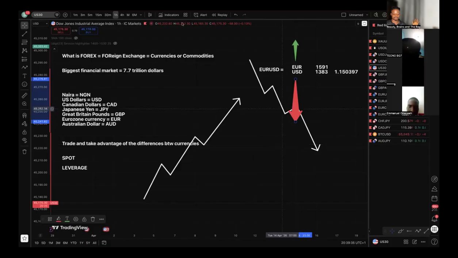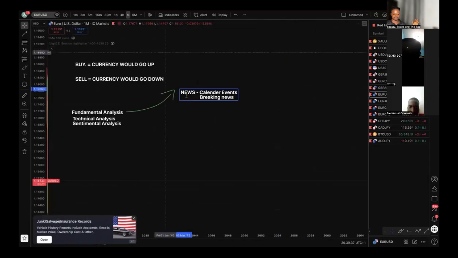So it's called calendar events because it has a fixed time it comes out. Every first Friday of the month, NFP news comes out. And another news that comes out, a calendar event, is your CPI. That one talks about inflation. You understand? That's a calendar event.